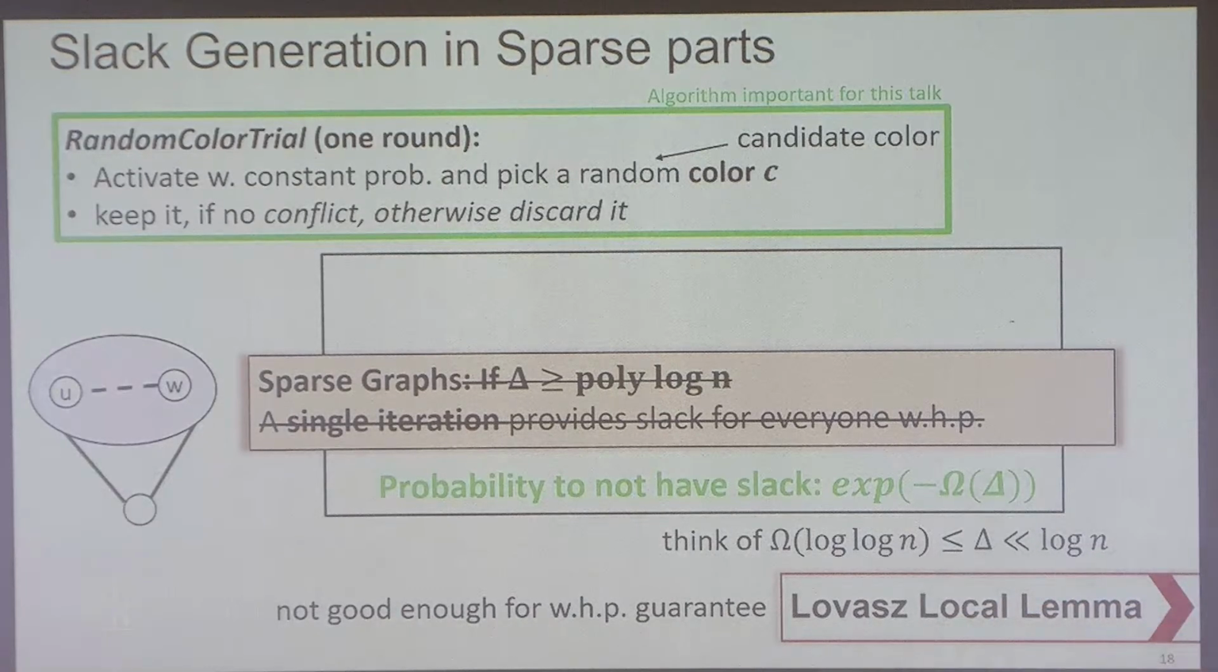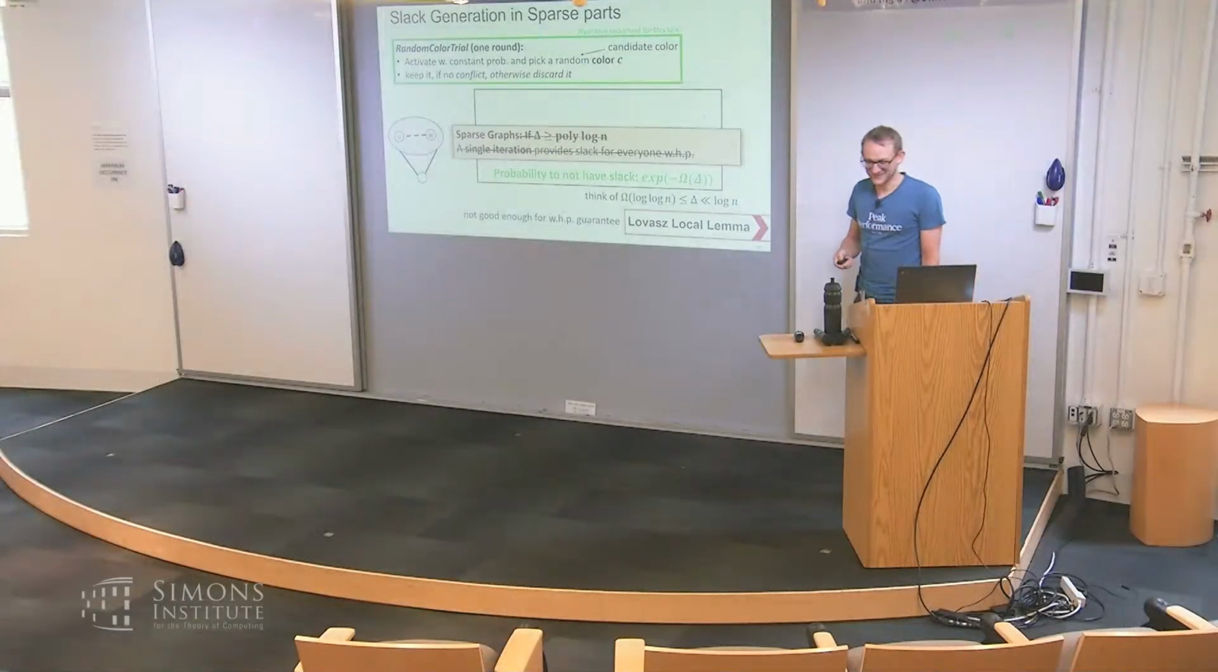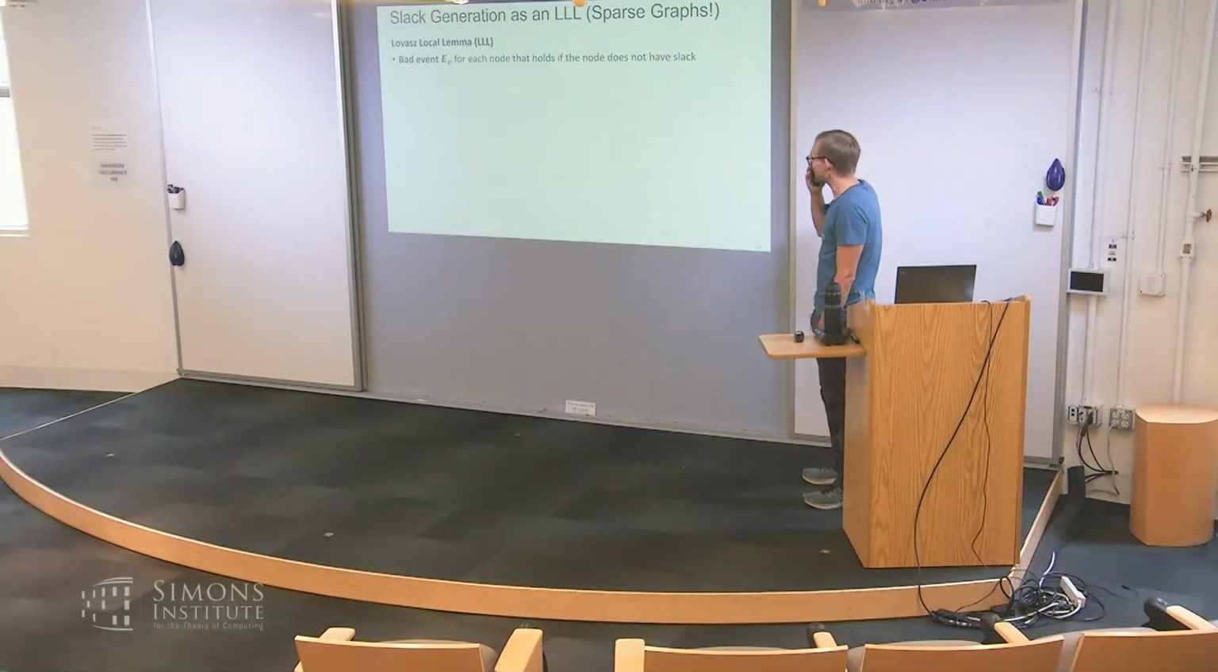But what we can do and show is that with these local failure probabilities, they really call for the Lovász Local Lemma. Because with that, we can at least show there exists a solution to the random variables of this one round algorithm here, such that everyone gets slack. So who here knows the Lovász Local Lemma? That's great, that's essentially everyone. So we can be fast on that.